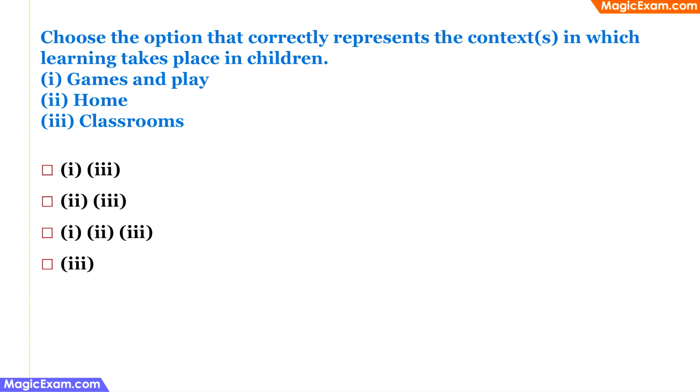Choose the option that correctly represents the contexts in which learning takes place in children. As we have discussed earlier, learning in children happens not only in classrooms but also outside the classrooms. Learning happens when the child is at home, when the child is interacting with his or her family, with her peers, with his or her community, and even when the child is playing with his or her friends, even then a lot of learning is happening. Therefore, games and play is correct, home is also correct, and classroom is also correct, because in all these three contexts, learning can happen. Therefore, the correct answer is 1, 2, and 3.